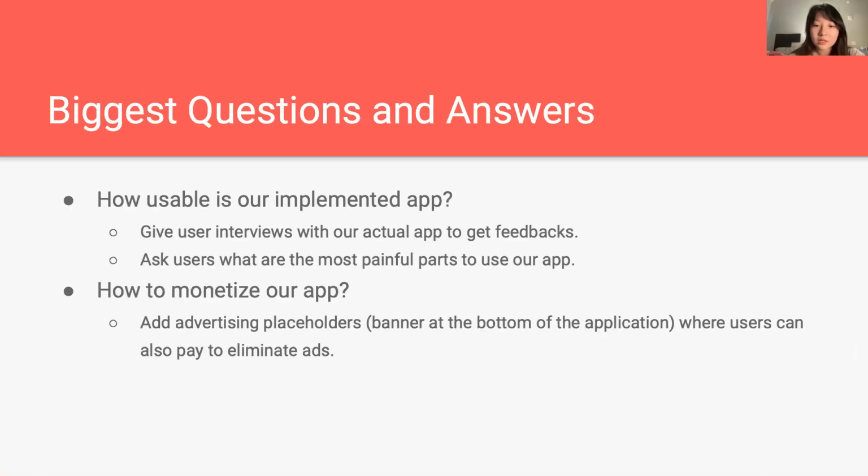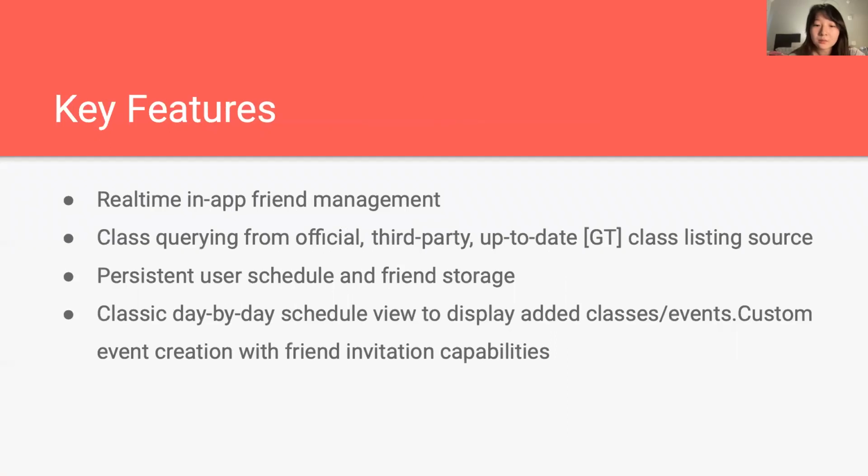The first main question we have for this sprint is how useful is our implemented app? We interviewed 8 potential users with our actual app to get feedback and asked what are the most painful parts to use our app. The test results will be shown clearly below. The second question is how to monetize our app. We did domain research and used Google AdMob to add an advertising placeholder under the main page, and users can pay to eliminate the ad.